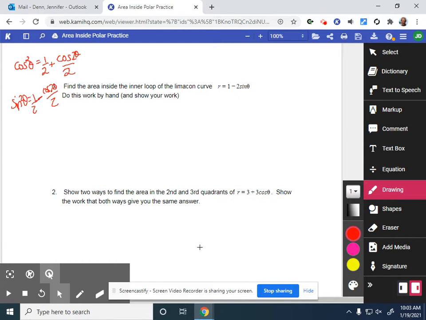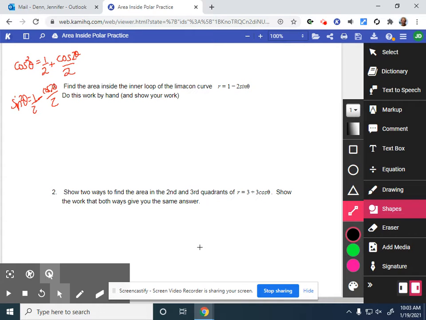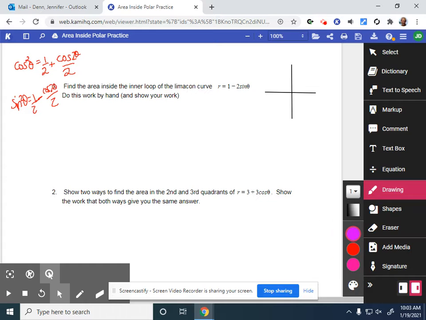Okay, so let's draw a little sketch of this graph so we have a general idea of what we're looking at. So when we're at 0 for theta, we're at 1 for r. When I'm at pi over 2, I'm going to be at -1. When I'm at pi, I'm going to be at 1. And when I'm at 3 pi over 2, the sign is -1. So this is going to be at 3. So I have a graph like this.